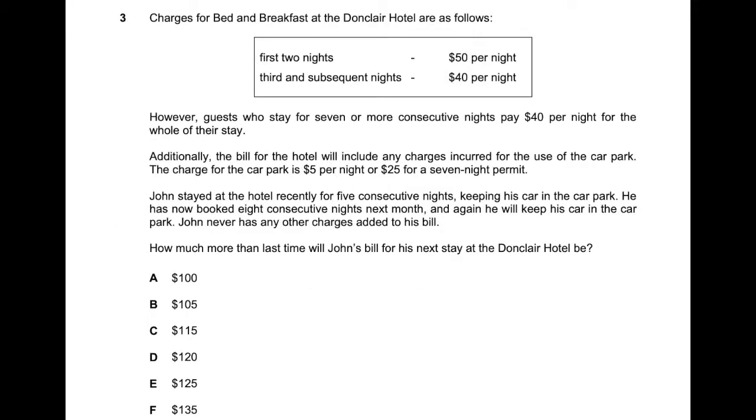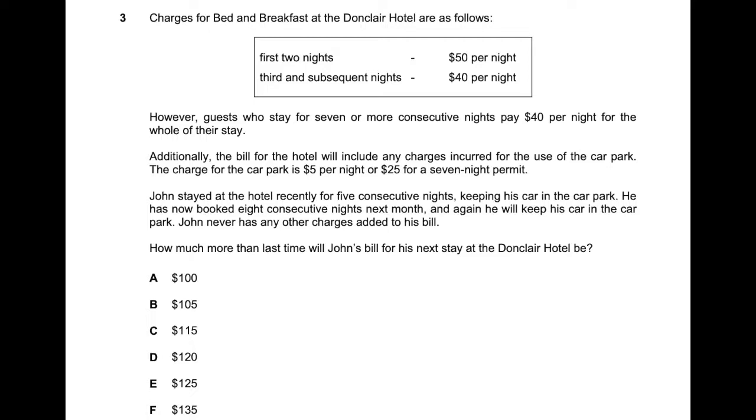Question 3. Charges for bed and breakfast at the Dongkleur Hotel are as follows. However, guests who stay for 7 or more consecutive nights pay $40 per night for the whole of their stay. Additionally, the bill for the hotel will include any charges incurred for the use of the car park. The charge for the car park is $5 per night or $25 for a 7-night permit.